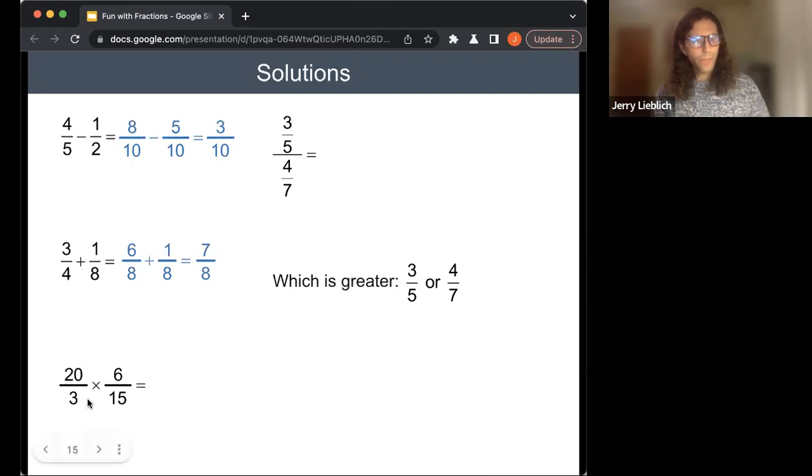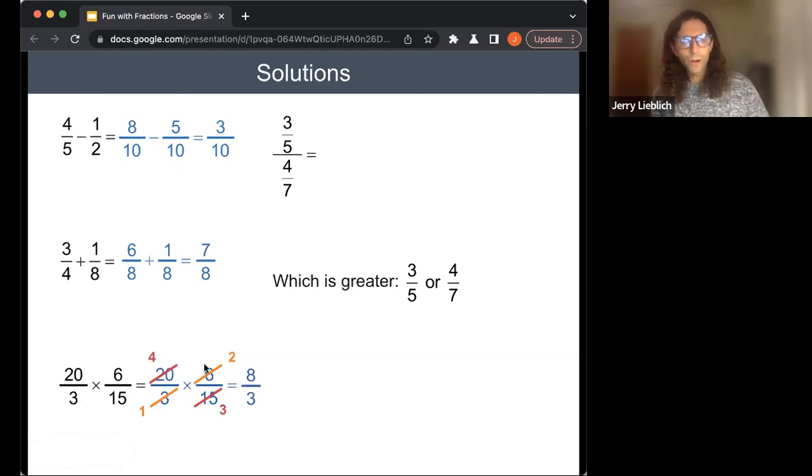Multiplying here, I'm first going to do simplification. So 20 over 15, change that to 4 over 3. 6 over 3, change that to 2 over 3, and I end up with 8/3. Very good so far. This complex fraction, I'm just going to think of as division, which means I flip and multiply. Can't do any simplification.